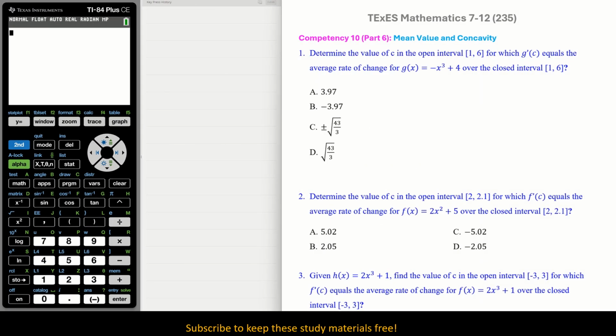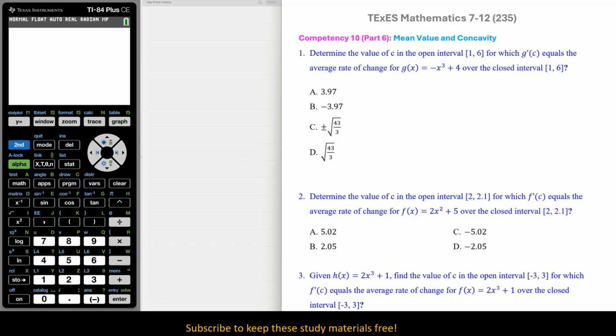Number 1, determine the value of C in the open interval 1 to 6, for which G prime of C equals the average rate of change for G of X equals negative x to the third plus 4 over this open interval of 1 to 6.